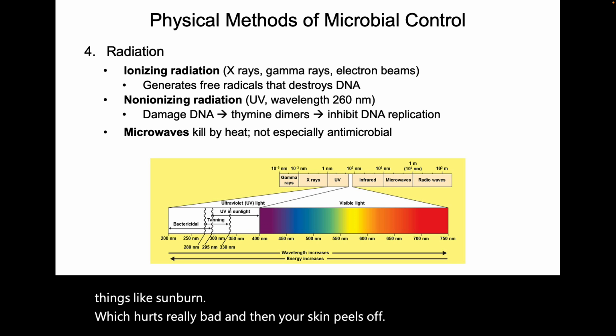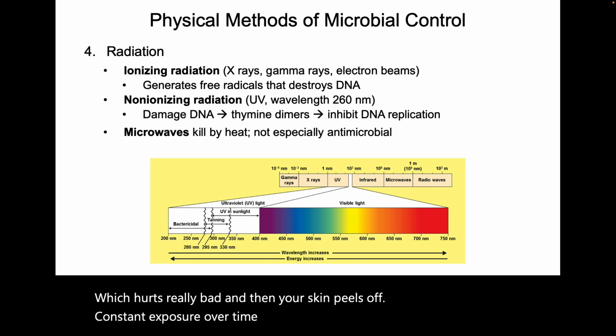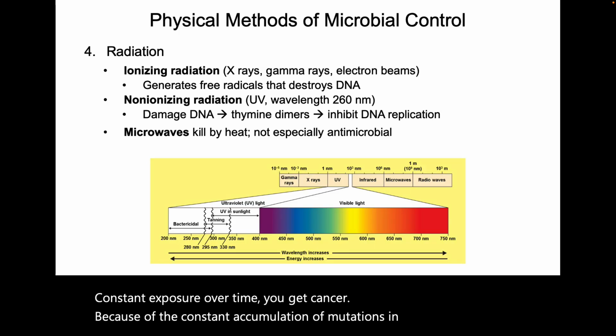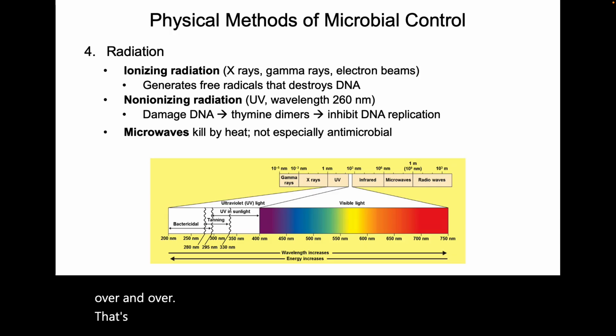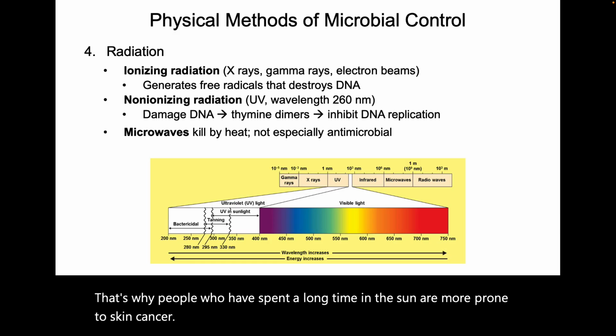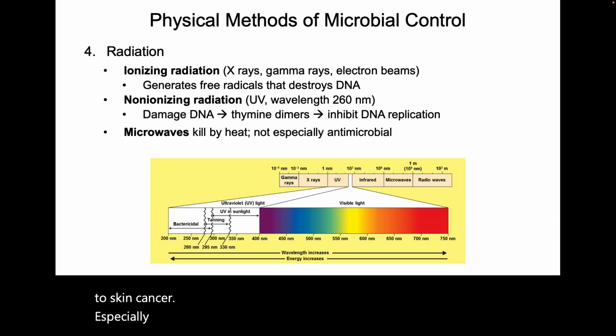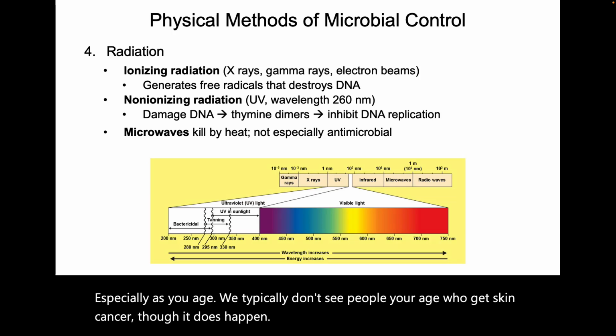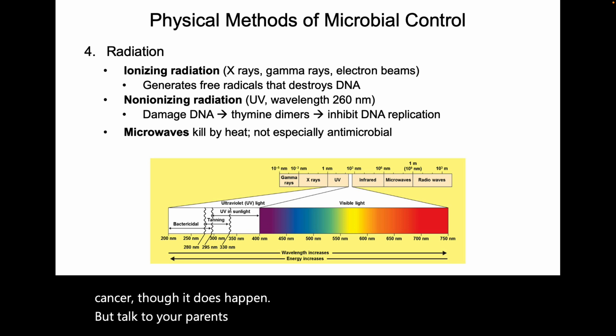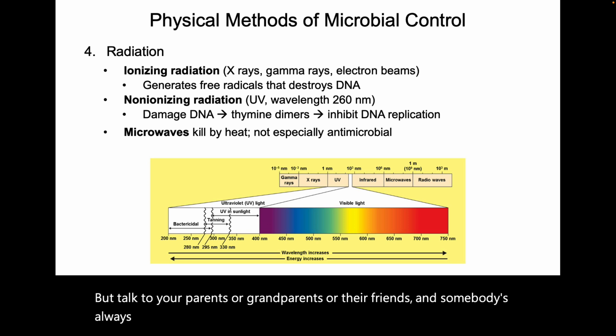Constant exposure over time, you get cancer because of the constant accumulation of mutations in your cells over and over and over. And that's why people who have spent a long time in the sun are more prone to skin cancer, especially as you age. We typically don't see people your age who get skin cancer, though it does happen. But talk to your parents or grandparents or their friends, and somebody's always getting some piece of thing cut out of their face.